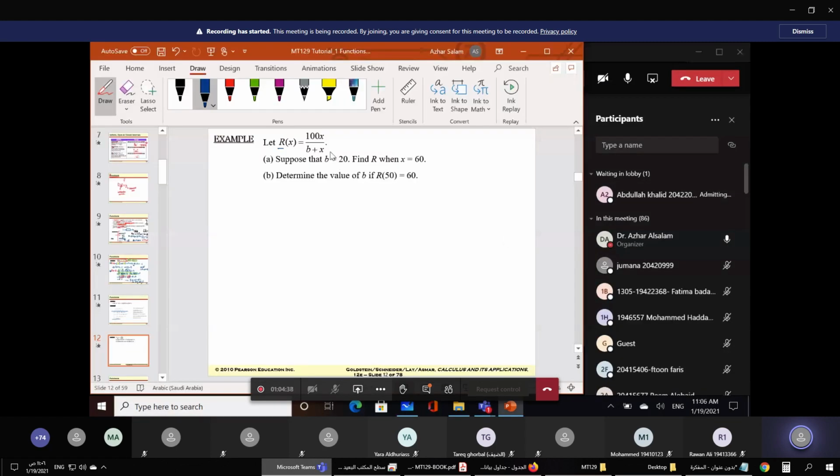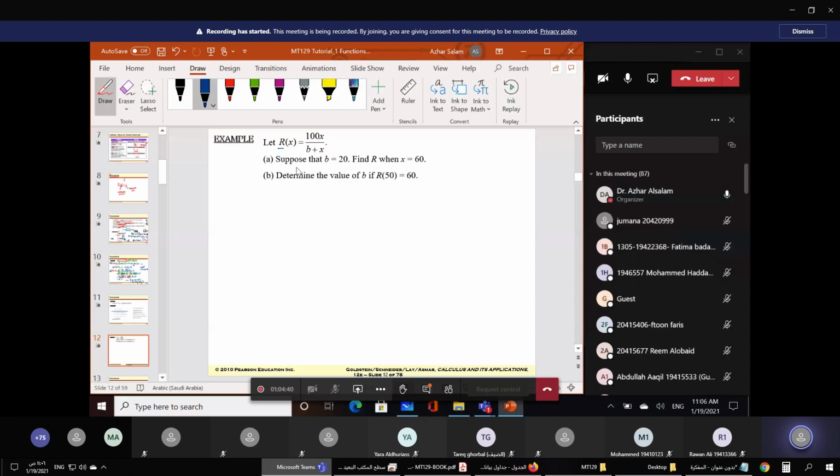What am I supposed to find? They gave me a value of b, 20, like that, and asked me to find r, the value of the function r when x equals 60. So I have to substitute two things. I have to substitute b by 20 and x, here and here, by 60 to find the value of r, the dependent variable. Of course, when I substitute inside a function, I find the dependent variable.